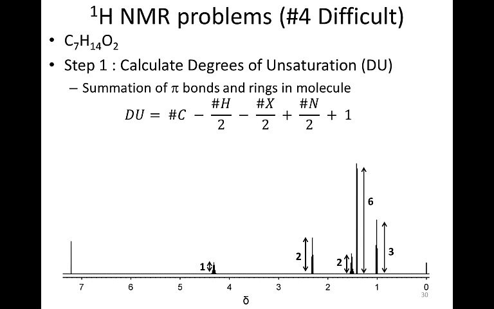So just to remind you, if you don't have the equation ready to go, this is the equation for the DU. So the number of carbon atoms minus the number of hydrogen atoms over 2 minus the number of halogens over 2 plus the number of nitrogens over 2 plus 1. Okay, so I'm just going to pause the video and have you calculate the DU real quick, and then you can unpause it and make sure your math is right.